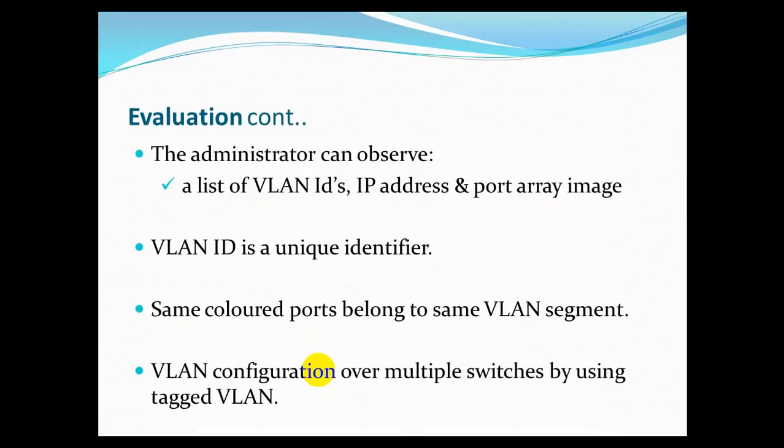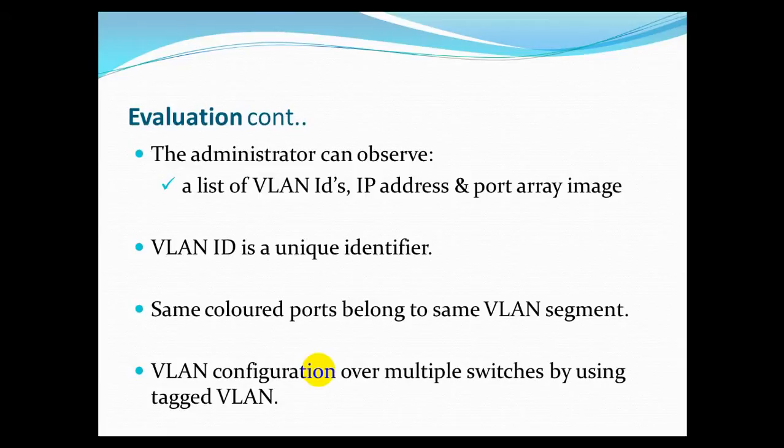And then the administrator can observe some graphics data: a port array image, a list of VLAN IDs, and the IP address of the currently observing device. These are important items for the network management task. Each VLAN has a VLAN ID, which is a unique identifier, and the same colored ports in the array image belong to the same VLAN segment. The administrator can easily find the searching VLAN ID with its corresponding color.